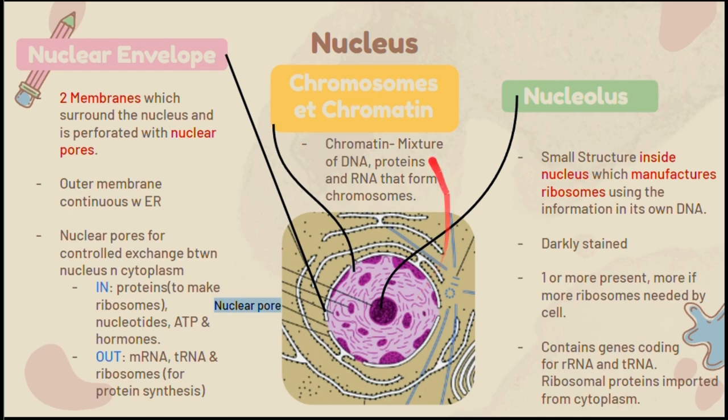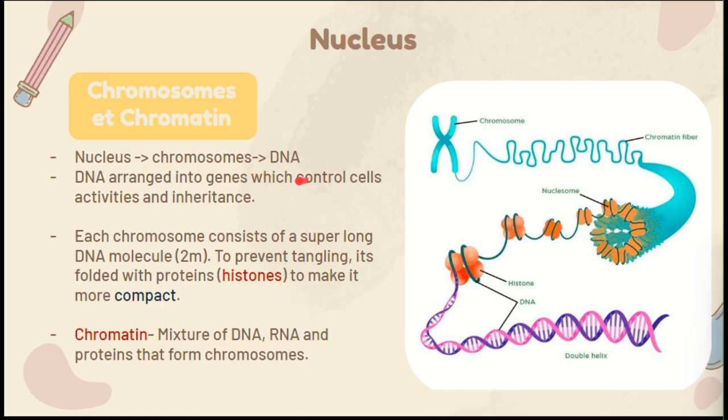Lastly, we have the chromosomes and chromatin. As we know, the nucleus contains chromosomes, and these chromosomes contain DNA. This DNA is organized into genes, which control the cell's activities as well as inheritance. So it's plausible to claim that the nucleus controls the cell's activities.